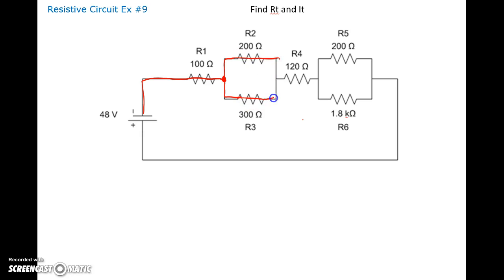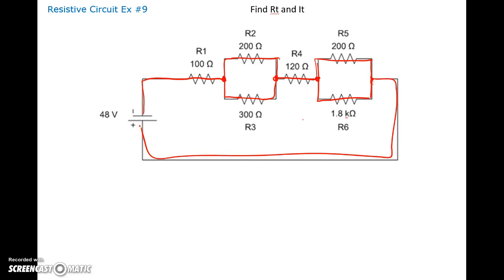We go through 2 and 3. We combine back to here. We go through R4. There's another parallel node where current branches off in 2 different directions on 5 and 6. Then it comes back to the same point and then goes back to the source.